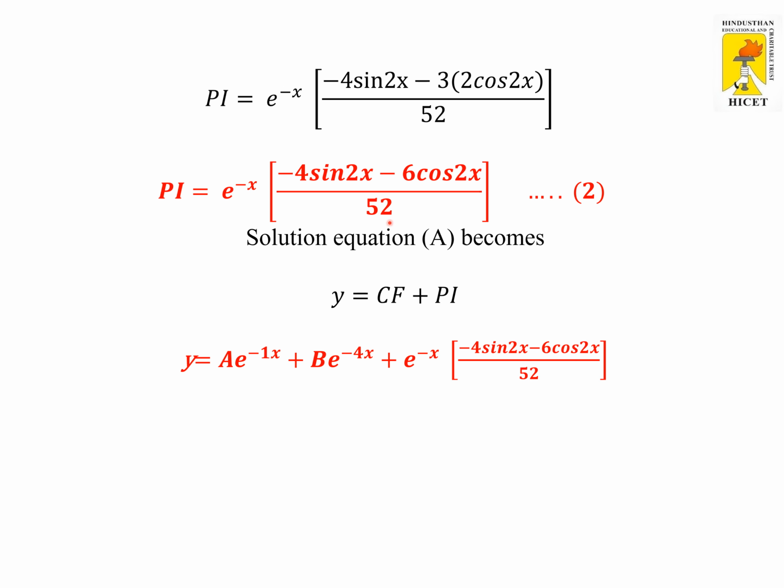Now substituting equation number 1 and equation number 2 in our solution A, we get y equal to CF plus PI. That is y equal to a e power minus x plus b e power minus 4x plus e power minus x into minus 4 sine 2x minus 6 cos 2x divided by 52.